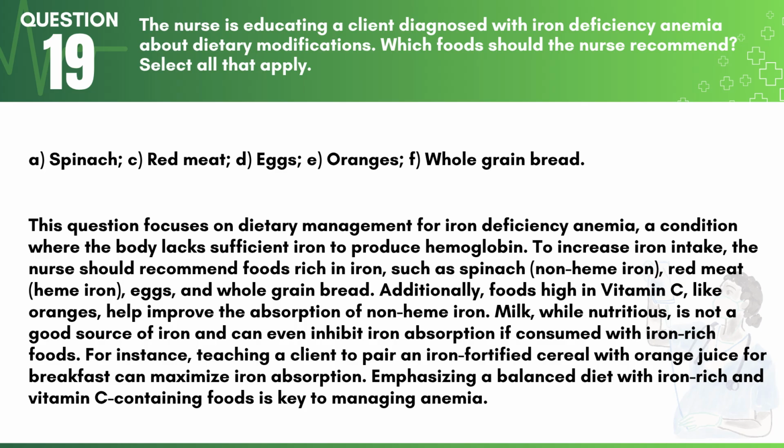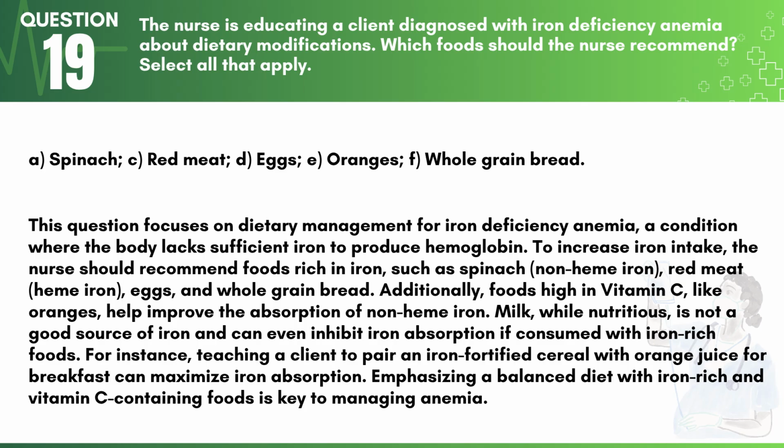Answer: spinach, red meat, eggs, oranges, whole grain bread. This question focuses on dietary management for iron deficiency anemia, a condition where the body lacks sufficient iron to produce hemoglobin. To increase iron intake, the nurse should recommend foods rich in iron, such as spinach, non-heme iron, red meat, heme iron, eggs, and whole grain bread.